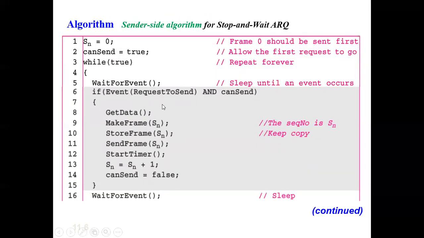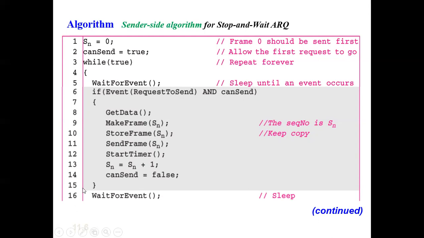So we'll see the first event. If the sender gets the data from the network layer, it gets the data, makes the frame with the sequence number n, stores it, and sends the frame. Storing is required because if a frame is lost, it has to resend the frame. Now, after sending the frame, it will start the timer and it will increase the sequence number, indicating which is the next frame that needs to be sent.